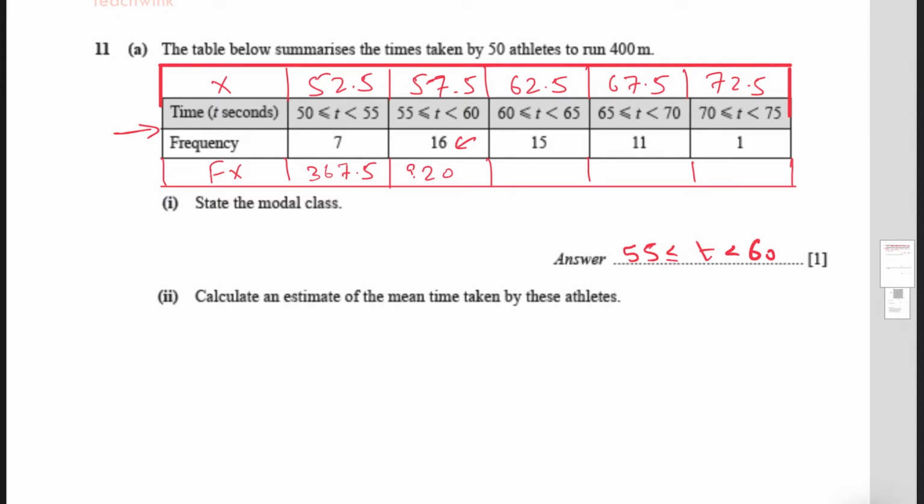Then we do 62.5 times 15, that gives us 937.5 in the third box. Then we do 67.5 times 11, this gives us 742.5 in the fourth box, and then we do 72.5 times 1, which gives us 72.5.